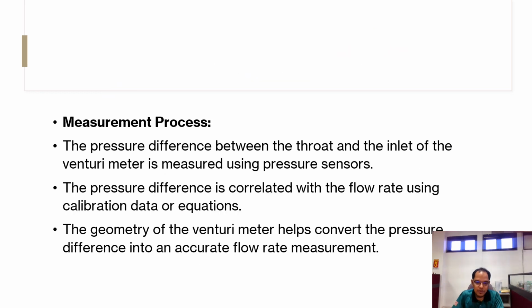Alright, so saya teruskan lagi. Ini measurement process. The pressure difference between the throat and the inlet of the venturimeter is measured using pressure sensor. Dia mesti akan guna sensor lah untuk mengukur. The pressure difference is correlated with the flow rate using calibration data or equation. The geometry of the venturimeter help convert the pressure difference into accurate flow rate measurement.